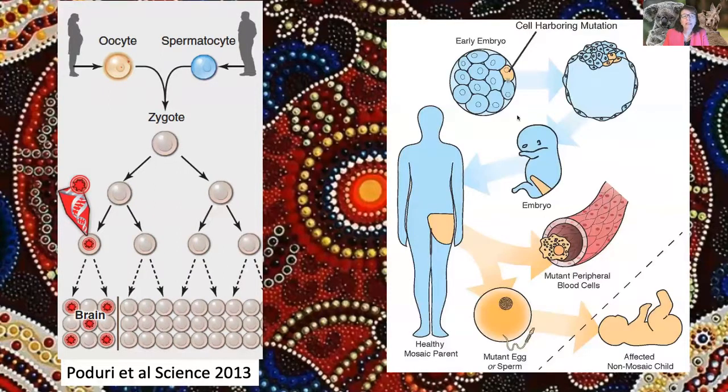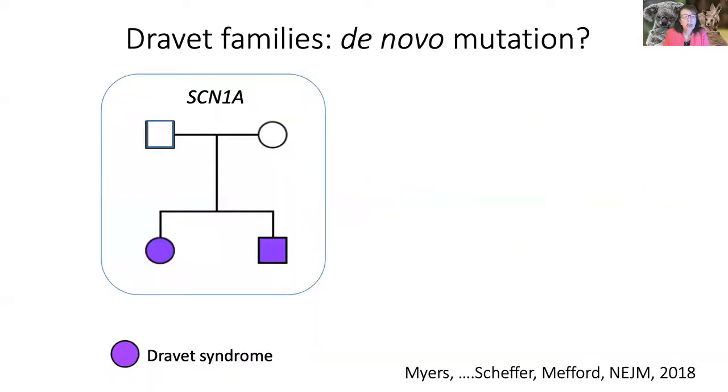So what if the mutation is in the parent, at a low level in the parent? Does that ever happen? Well, in a study that I did with Candice Myers and Heather Mefford, we looked at families of children who were thought to have de novo mutations of different genes, but the child had a genetic developmental and epileptic encephalopathy. I just wanted to share with you two examples from the Dravet cohort in this study, which was about 40 Dravet families.